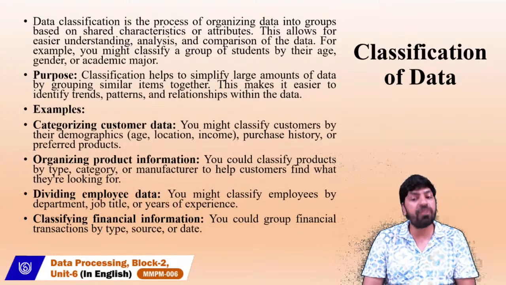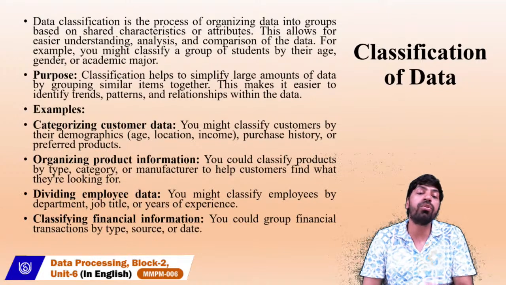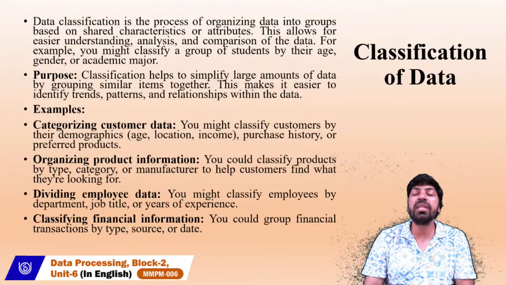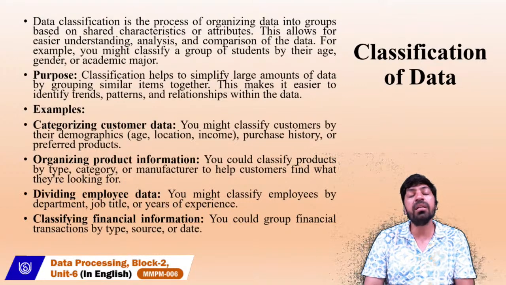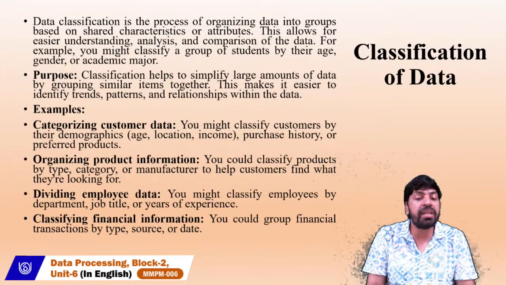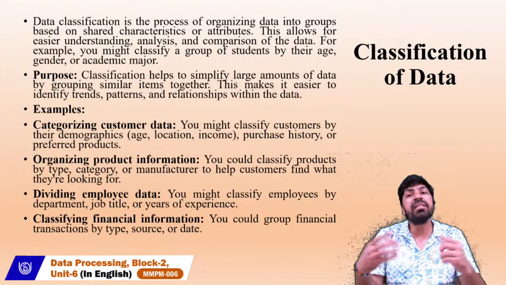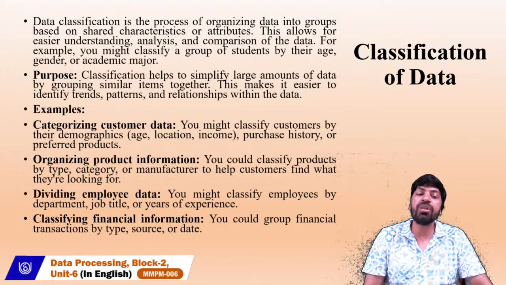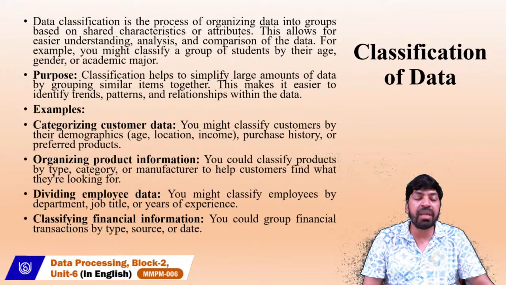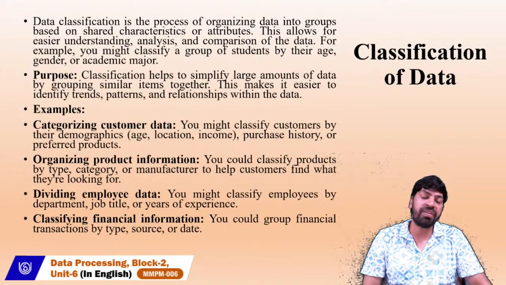Classifying the financial information, you could also group the financial transactions by their type, their source, their date, the concerned person's name, and which bank has been involved. So if you are classifying the financial information based on type, source, date, amount of payment, etc., that becomes the classification of data.